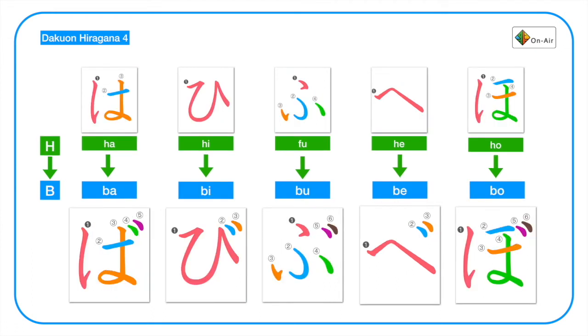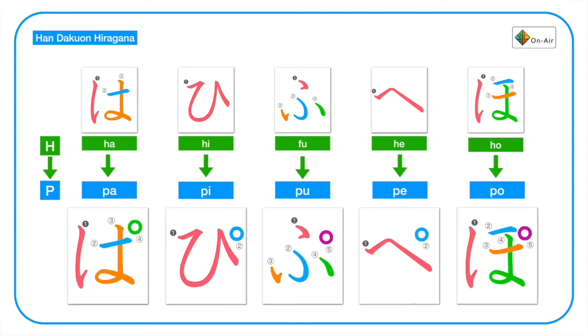In the fourth group, we have the H column becomes the B column. So originally, we have ha, hi, hu, he, ho, and the dakuon will be ba, bi, bu, be, bo. Again, ba, bi, bu, be, bo.